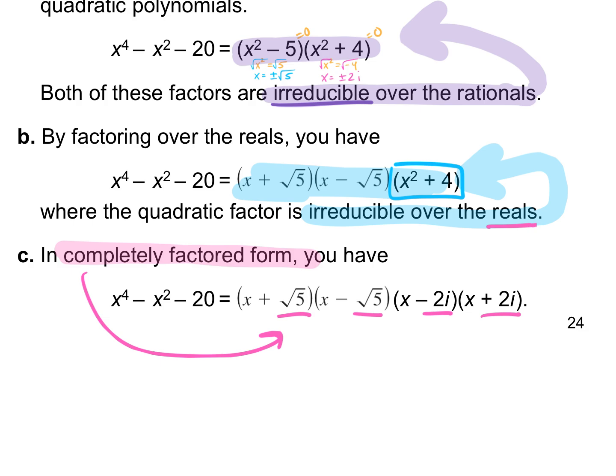I think most of the homework wants the answers left in completely factored form, but just make sure you read the directions. I want to say maybe 1 or 2 says irreducible over the reals. So it's just the step before. You don't want any i's.